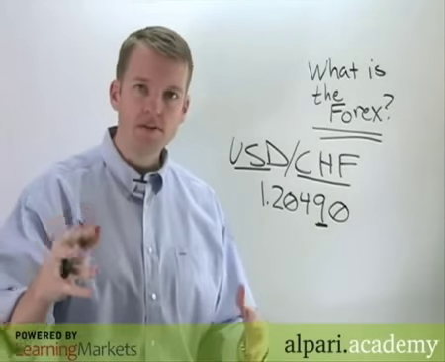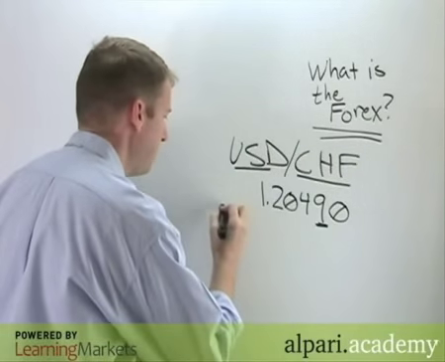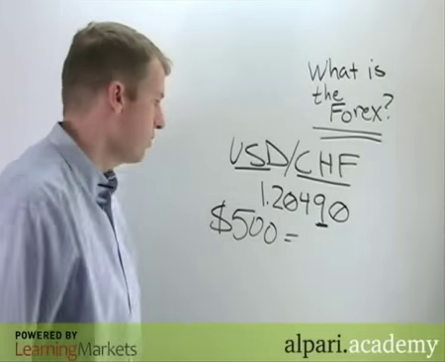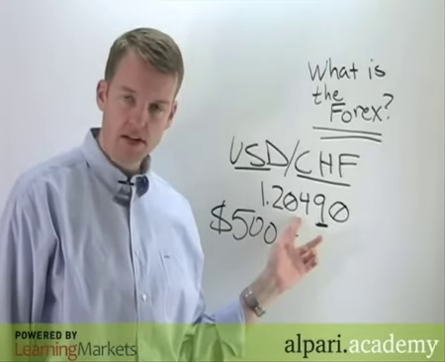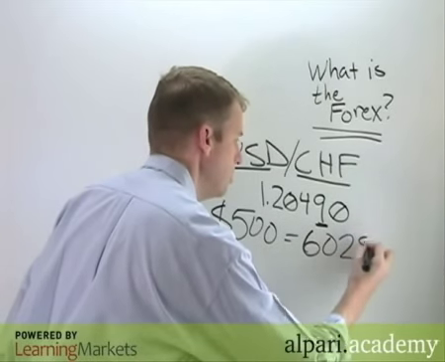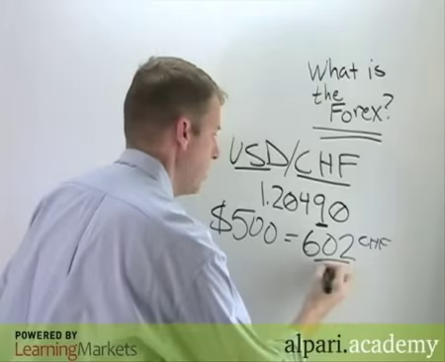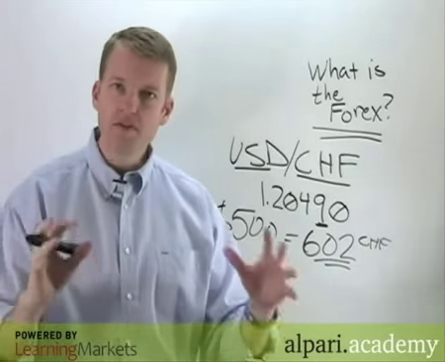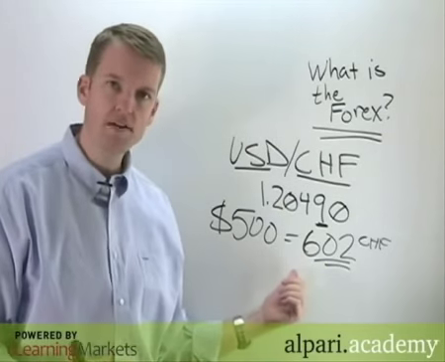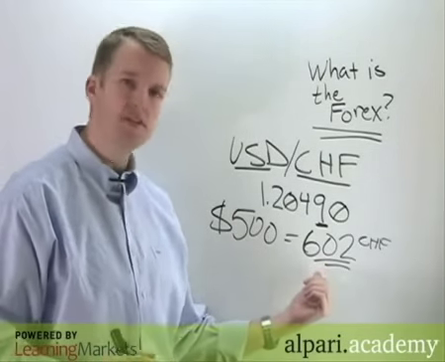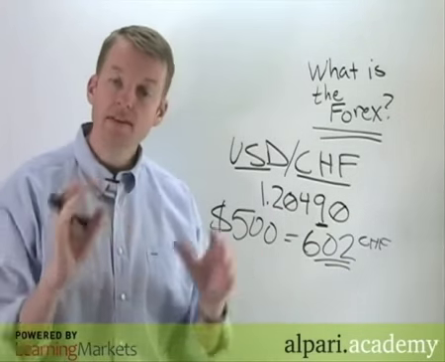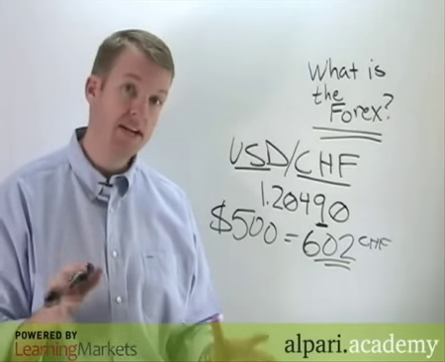Now, if we were to convert some spending money, so let's say, for example, we're going to turn $500 worth of spending money into francs at this particular exchange rate. Well, that's going to give us 602 francs. All right? So now we've done our first foreign exchange transaction. If you've ever traveled abroad, this is what you've done. You've turned your domestic currency into another currency at the exchange rate. This is one half of the foreign exchange transaction.